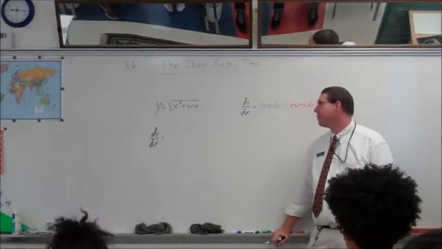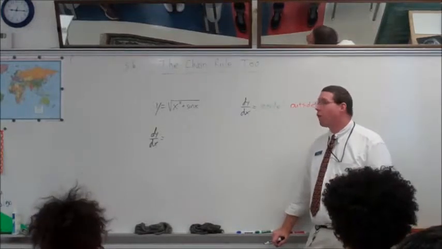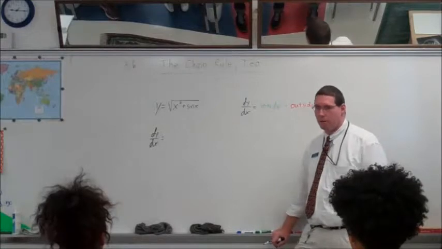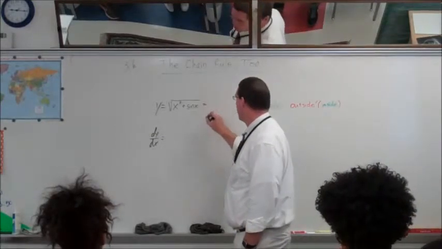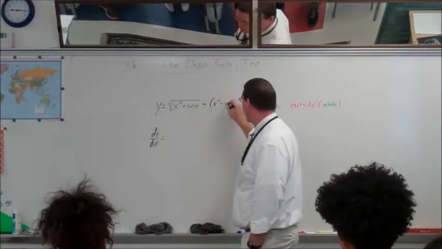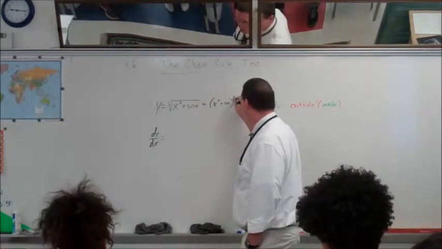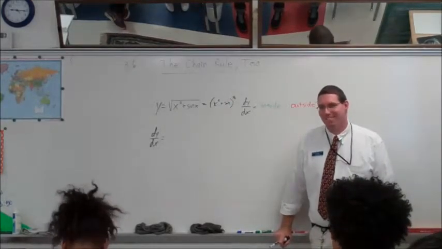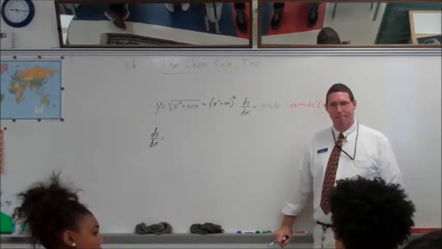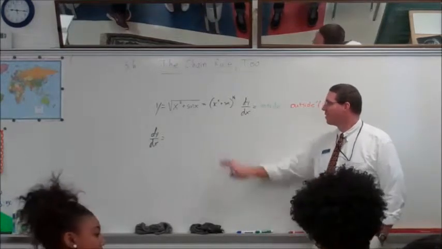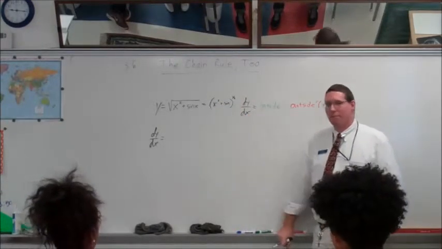The first thing you should do is convert it into a polynomial. You want to get rid of that radical. So it would just be parenthesis, x squared plus sine of x, to the 1/2 power. You put that to the 1/2 power, won't you? Just look at this and do the derivative of the inside and the derivative of the outside.